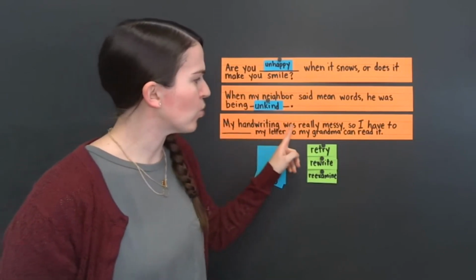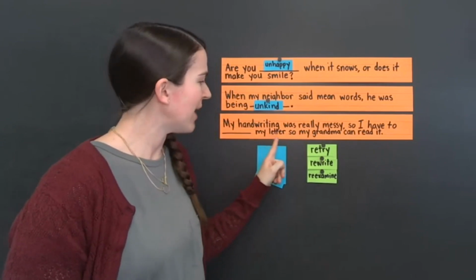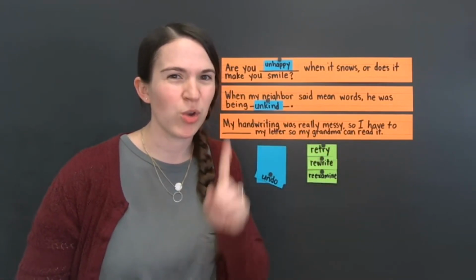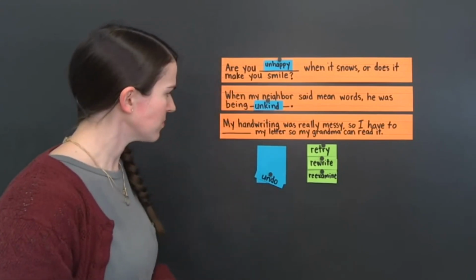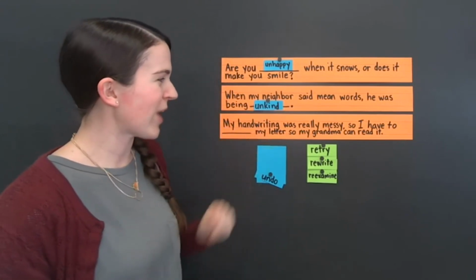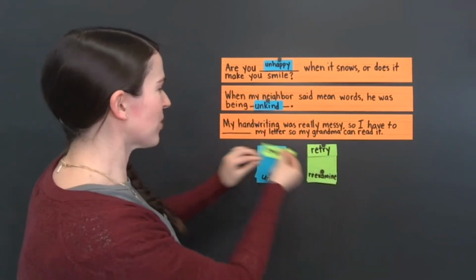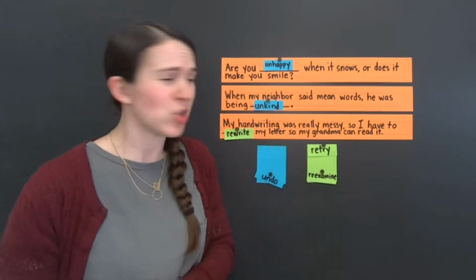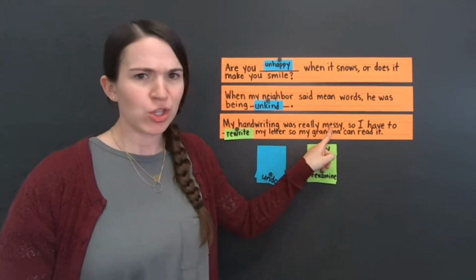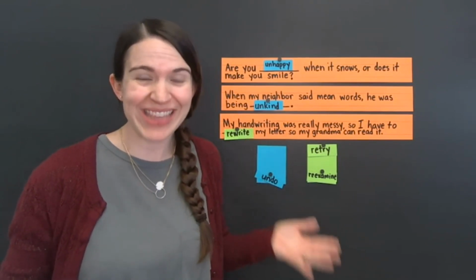My handwriting was really messy, so I have to blank my letter so my grandma can read it. Write down the missing word when you think you know what it is. Let's read it together. My handwriting was really messy, so I have to rewrite my letter so my grandma can read it. If you write something that's messy, you know that you have to write it again or no one else will know what it says.